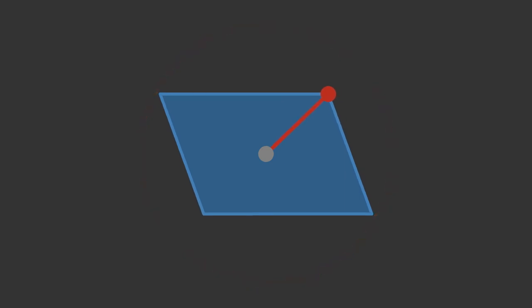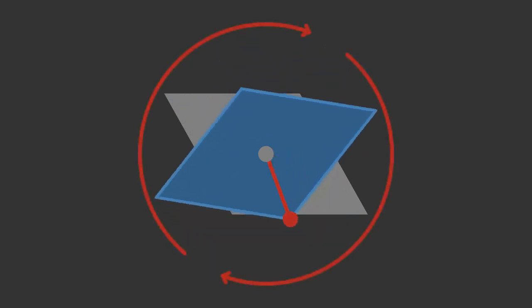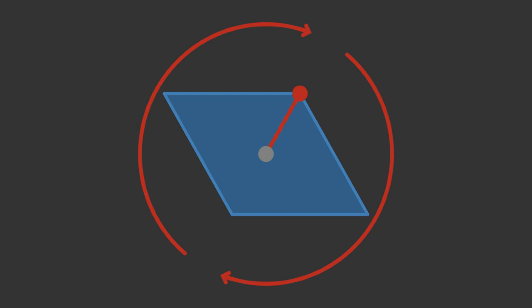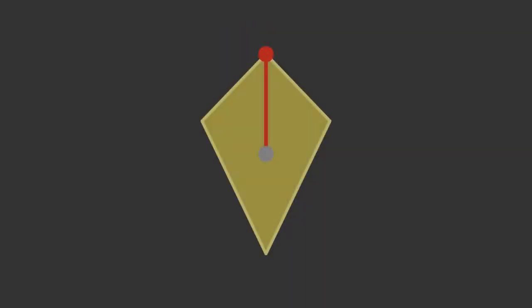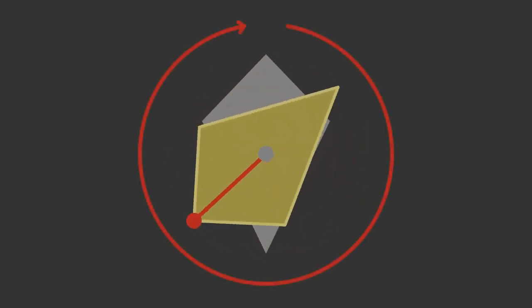A rhombus is a special type of parallelogram that has 4 equal sides. A rhombus has 2 lines of symmetry along its diagonals. A rhombus still has rotational symmetry of order 2, just like a parallelogram. A kite has no rotational symmetry. It must be rotated by a full turn before it maps back onto itself.